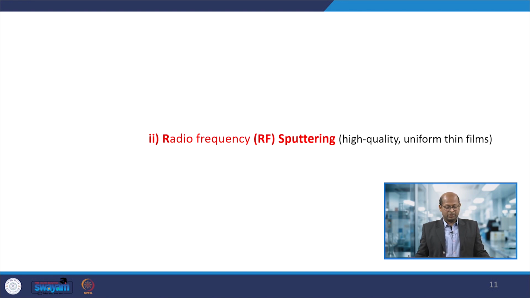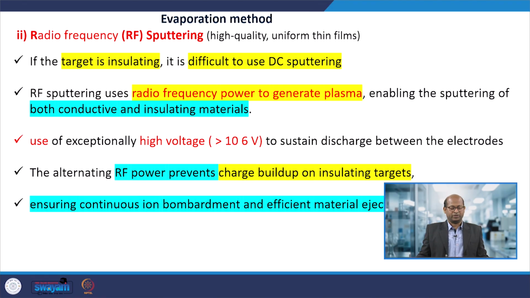Okay. So, next is radio frequency. The earlier one was DC sputtering. So, DC voltage was used between two electrodes, and then plasma formation happens. Now we have to use radio frequency, which helps in the sputtering process. Here high quality and uniform films we can generate by using radio frequency.